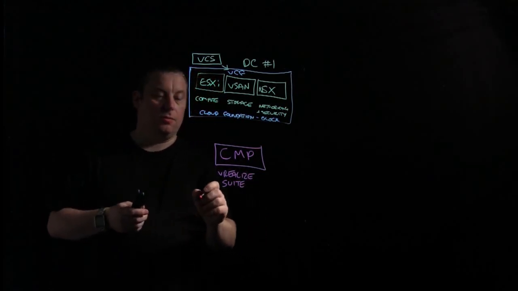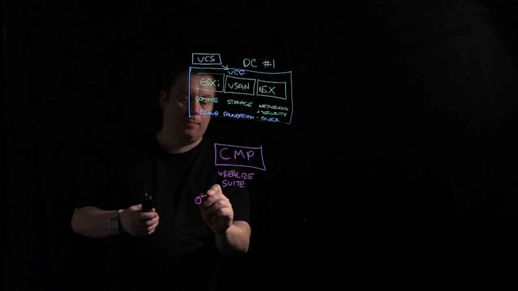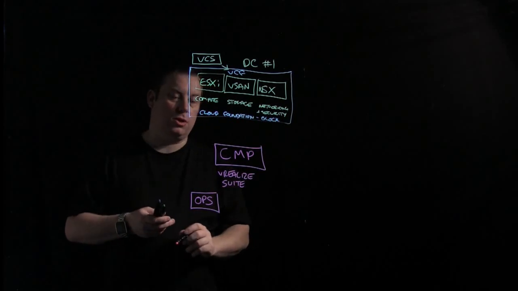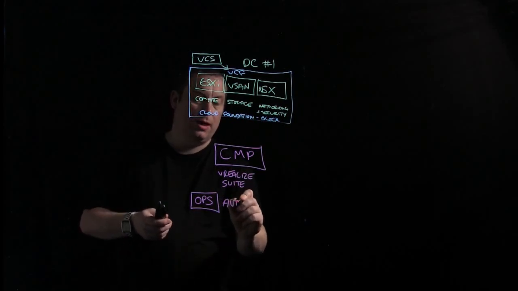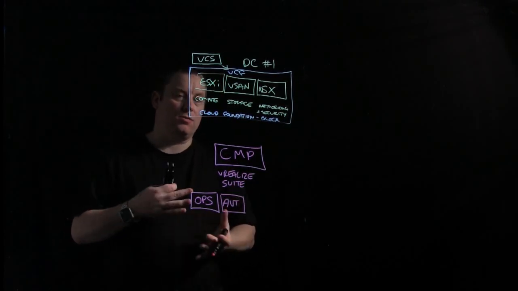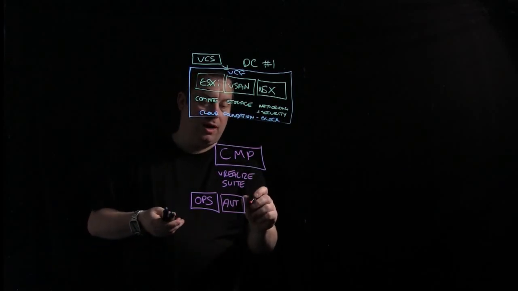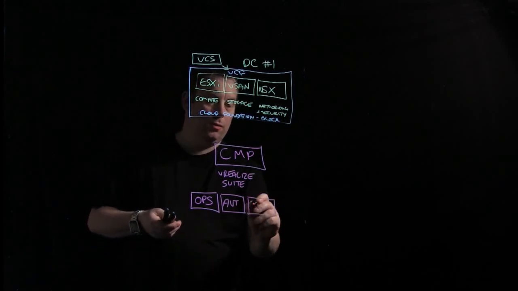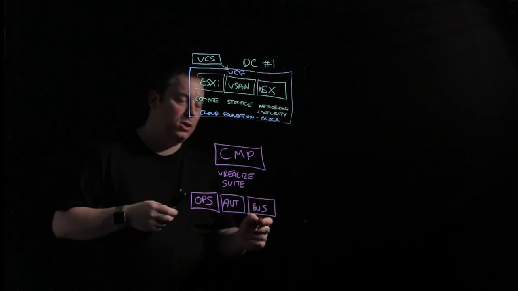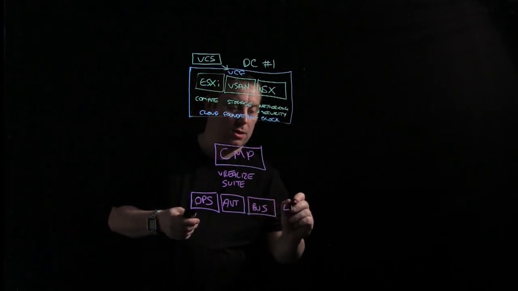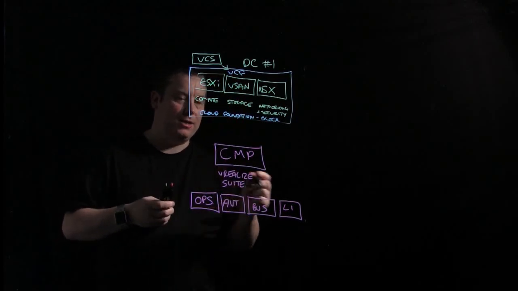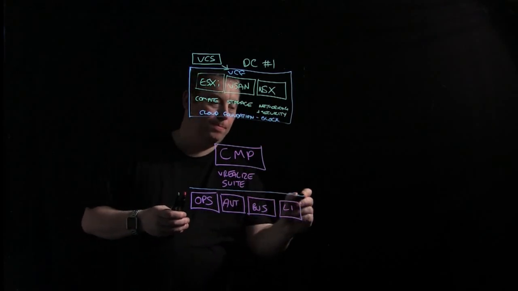So in that vRealize Suite, we get operations. We get the ability to monitor and manage the infrastructure. We get things like automation, the ability to create virtual machines, applications or services from templates or blueprints. We also have an ability to cost things, which is the business component of vRealize Suite. And then we also have logging and correlation, which we call vRealize Log Insight. So again, those core components there are our cloud management platform, which we call vRealize Suite.